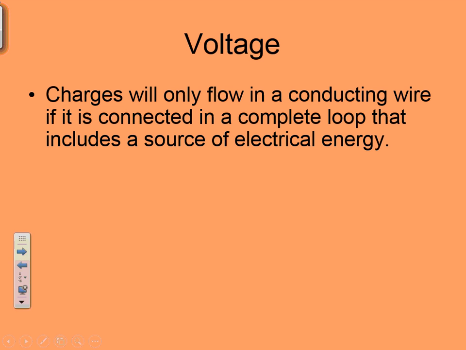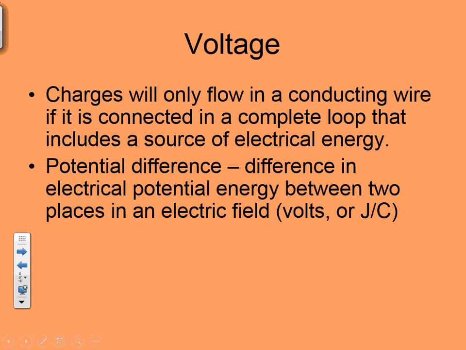Next up, the third of the trifecta, the one that you are probably most familiar with, voltage. Charge will only flow if it's connected in a loop. Voltage is the potential difference in the loop. So voltage is the electrical potential energy. We talked about potential energy earlier in the year. That's the stored energy. Voltage is really stored electrical energy. The unit for voltage, you can't screw this one up, is volts.